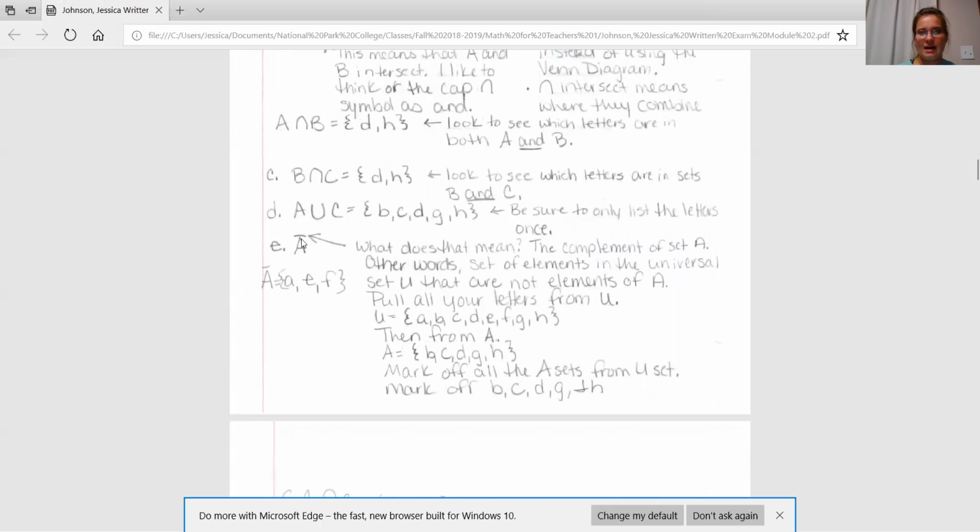And then we have this A with a line over the top. What does that mean? It's the complement of set A. In other words, it's a set of elements in the universal set U, but not elements of A. If you go back and reference the diagram, you have A, E, and F.